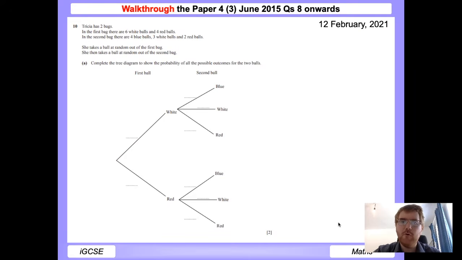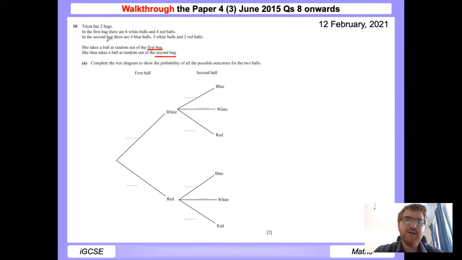In the second bag, 4 blue balls, 3 white and 2 red. She takes a ball out at random out of the first bag, then takes a ball at random out of the second bag. So there is no replacement. It is with replacement, i.e. there's no change in probability between bags 1 and 2. So it stays as is. And we need to complete the tree diagram for 2 marks.